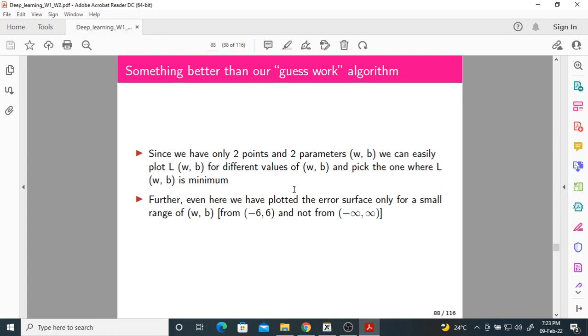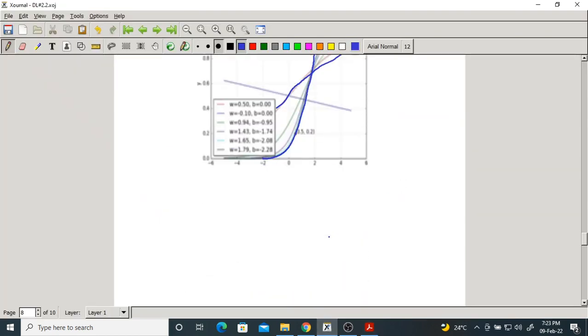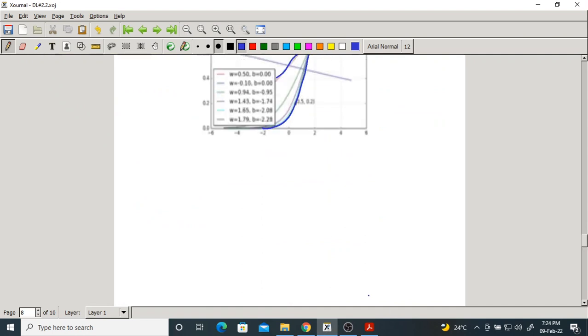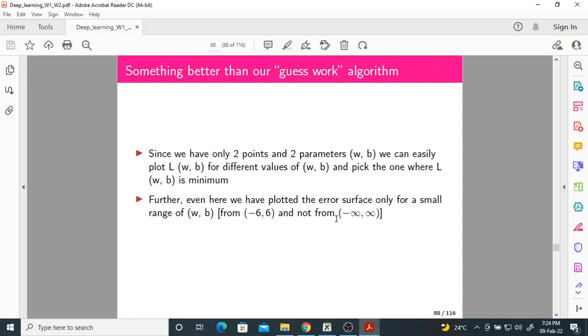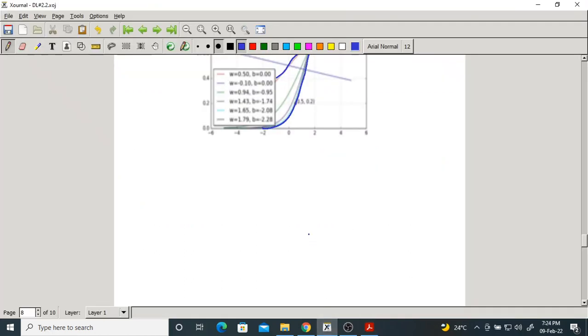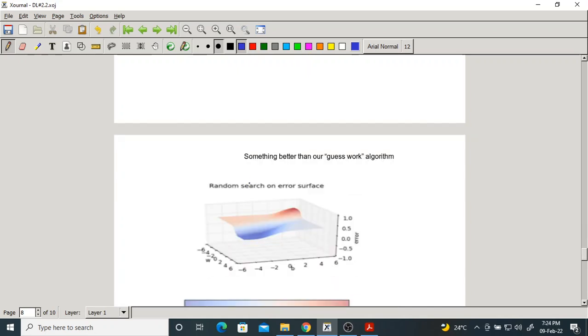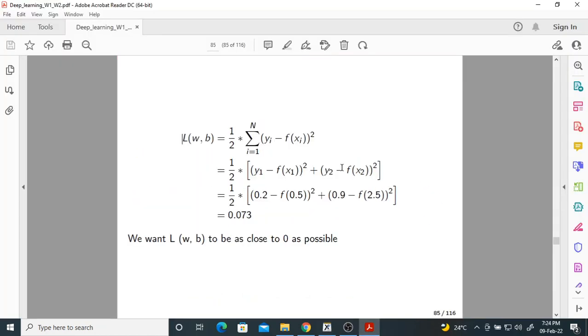Anyway, this is not the proper way of doing this. This is not a proper way of learning the weights. We have something better than this, called error surfaces. Something better than the guessing work or guessing algorithm. Guessing is not a good way anyway. In the guessing we have taken a few values of W and B.